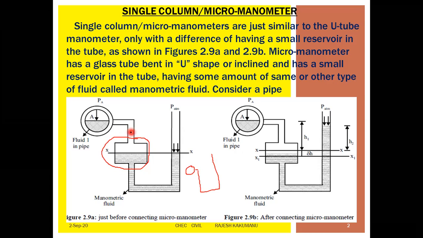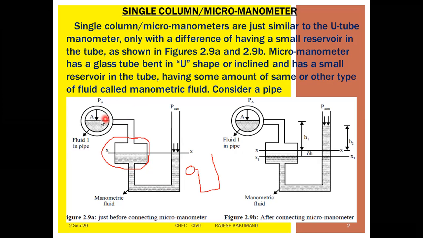Now, a micromanometer has a glass tube bent in a U shape, inclined, and has a small reservoir in the tube. The U shape can be straight or you can have a bend; I'll show you in the next slides. The U shape has a small reservoir in the tube having some amount of the same or another type of fluid.